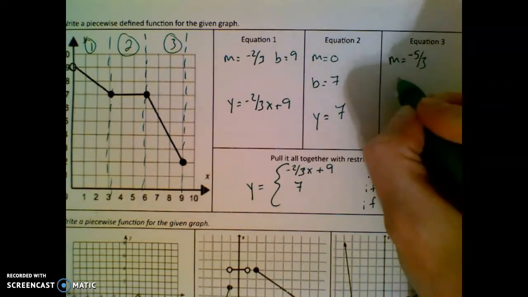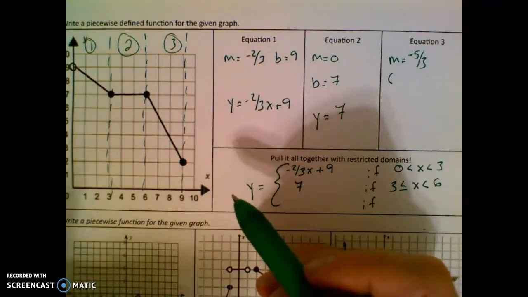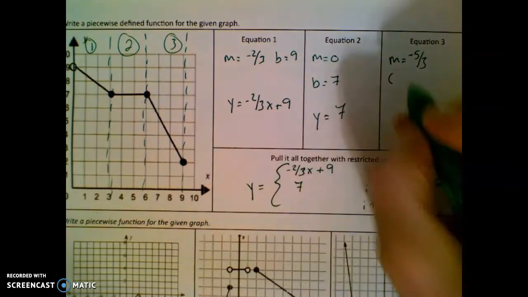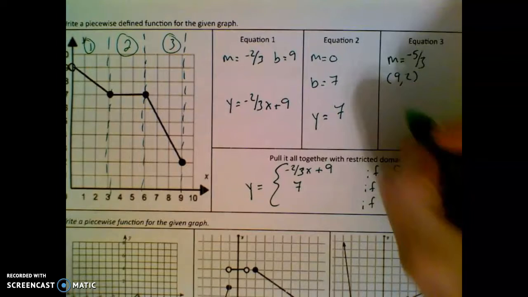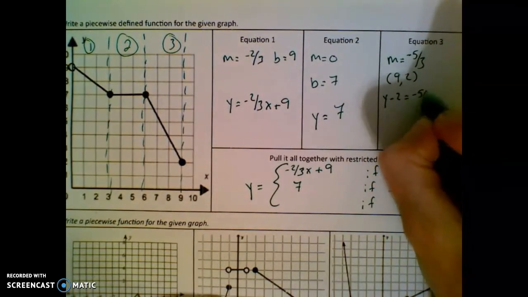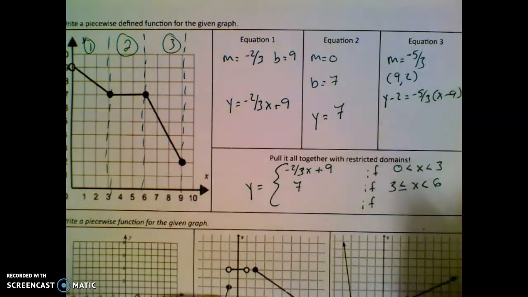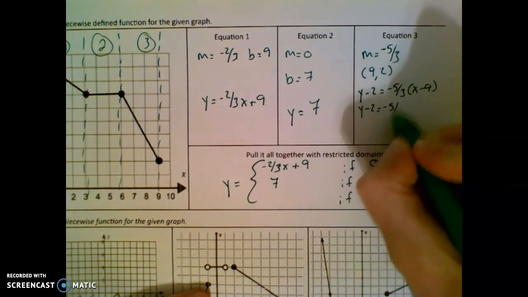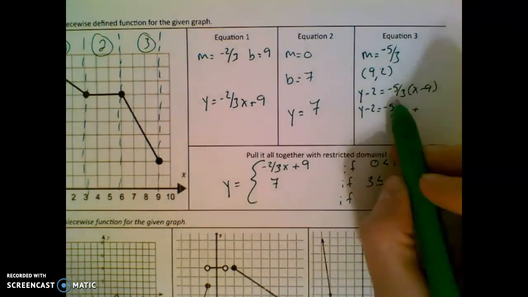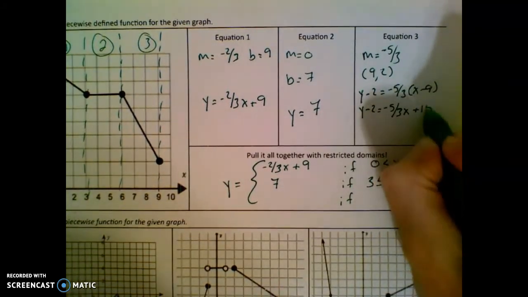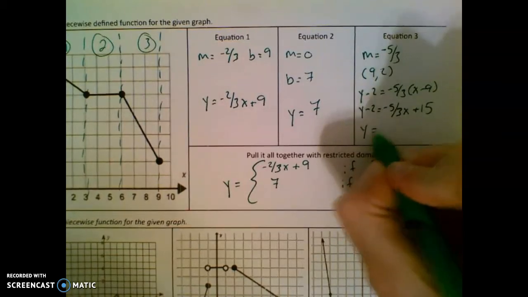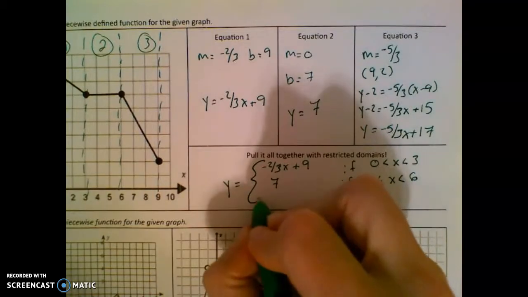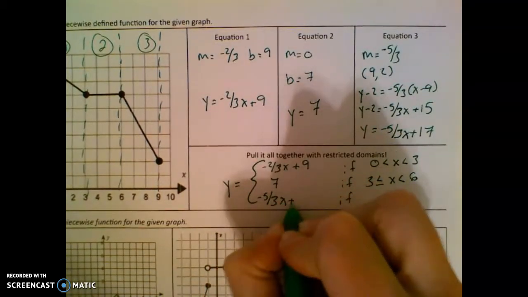Or just pick an ordered pair, and we'll just do point slope form. I'd rather do that. So ordered pair here would be, I guess, 9 and 2. So 9, 2. All right, I'm just going to take y minus 2 equals -5/3, x minus 9. I just need to get y equals by itself. So I'm just going to say y minus 2 equals -5/3, x plus 15. Okay, and then add that 2 over, you get y equals -5/3 x plus 17. So just take that equation down here, -5/3 x plus 17.